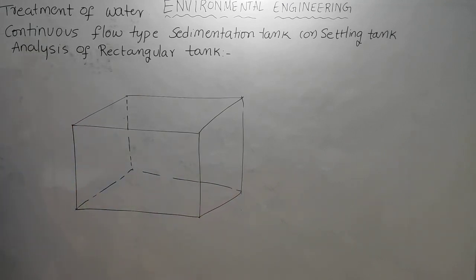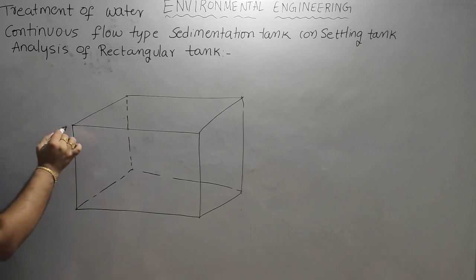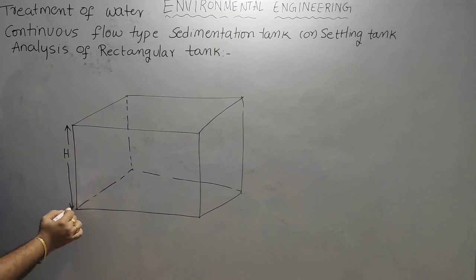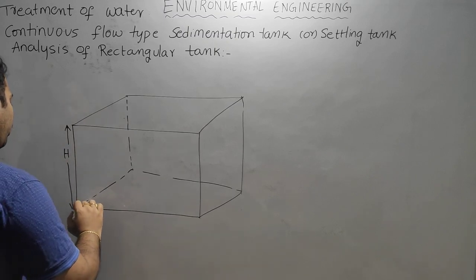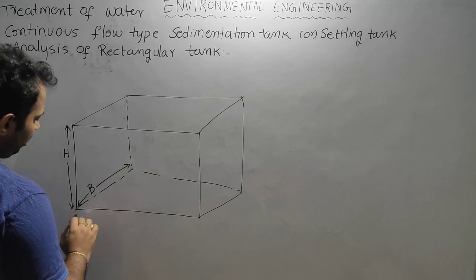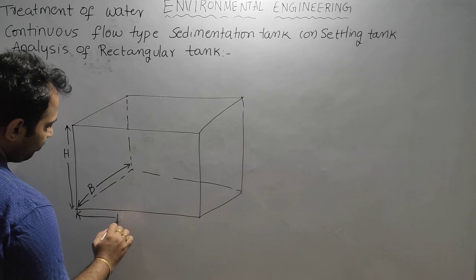So this is a rectangular tank. Here this is the height of the tank or depth of the tank, whatever it may be. So this is the width of the tank and this is the length of the tank.